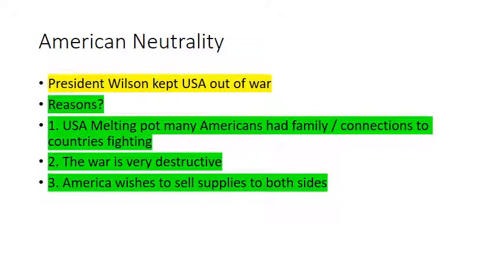The war is so terrible, the United States wants to remain neutral. Wilson promises to keep the USA out of the war. Why? Well, because of immigration, the United States is a melting pot. Many Americans had family and connections to both sides of the alliances fighting. The war is very destructive and deadly, and American businesses wish to sell supplies and to profit from the war by selling to both sides.